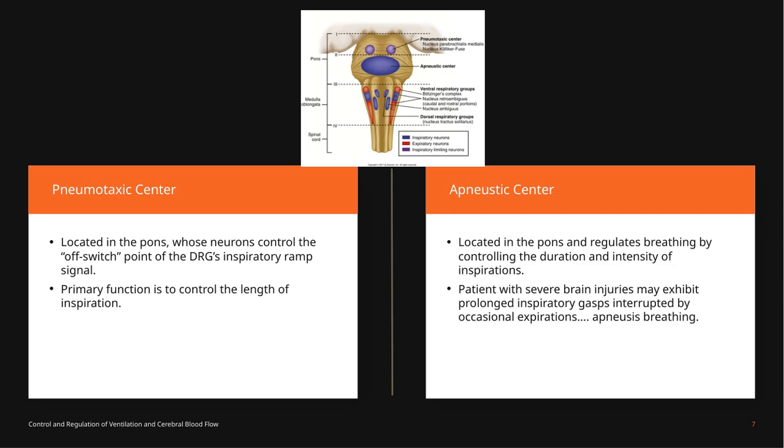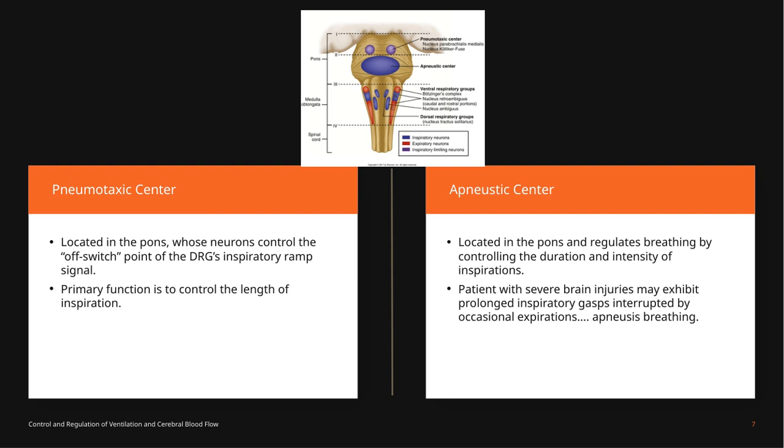Now, let's take a closer look at how ventilation and cerebral blood flow are controlled and regulated. This process primarily involves structures located in the pons, a critical area in the brainstem. The neurons here play a key role in controlling the off-switch point of the dorsal respiratory group's inspiratory ramp signal, which essentially helps regulate the transition from inspiration to expiration. The main function of this control center is to determine the length of each inspiration, ensuring that our breathing pattern remains steady and appropriate for the body's needs.